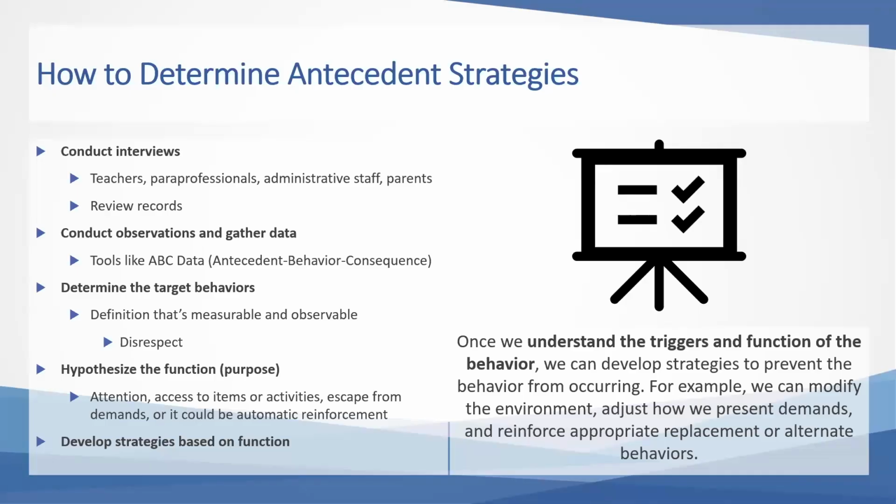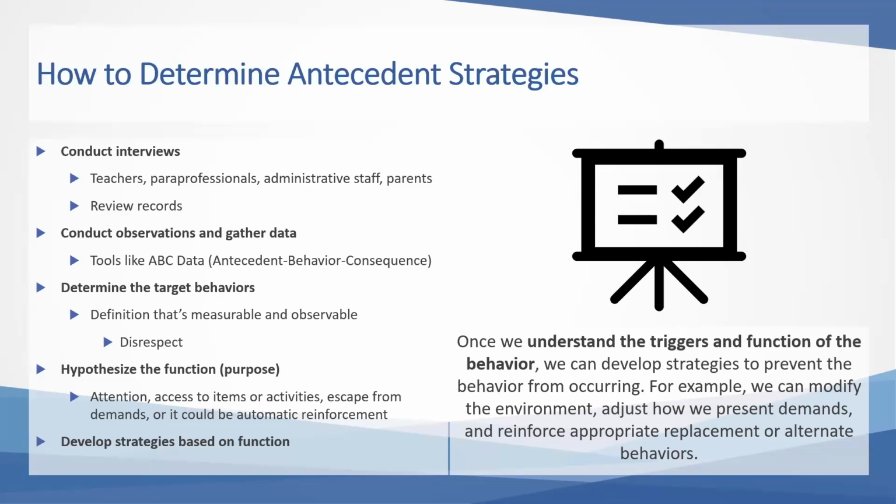So one common tool that we use is ABC data, which I'm sure you guys have heard about, which stands for antecedent, behavior, and consequence. This helps us identify patterns. What's happening before the behavior? What does the behavior look like? And what happens after?